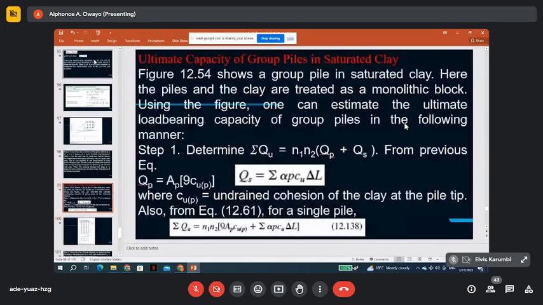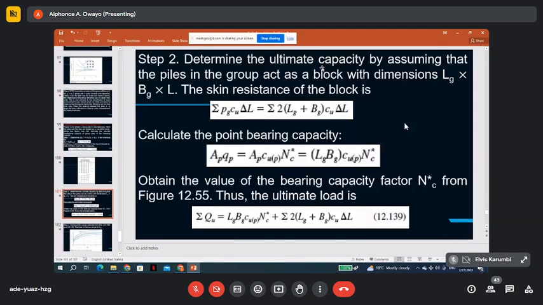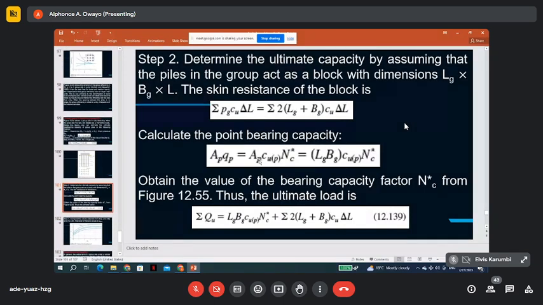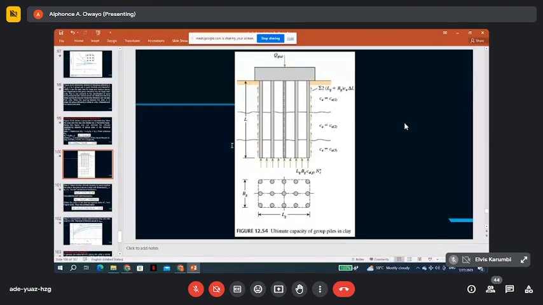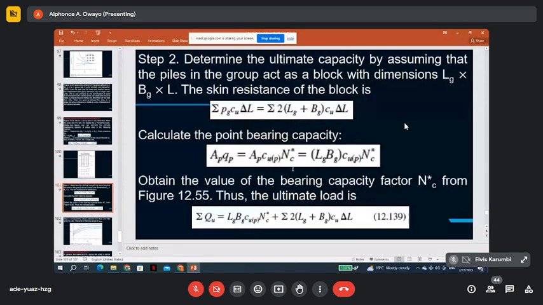Now here we talk about the skin friction, which you can calculate from here, and also the capacity of the point bearing, because in saturated sand especially, the phi is 0. The strength is contributed to by the cohesion, and if you remember very well, we can find a bearing capacity factor NC based on phi equals 0. All right. So then you can add the two.